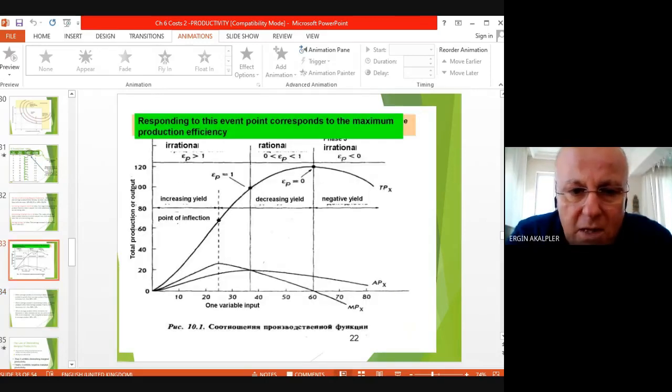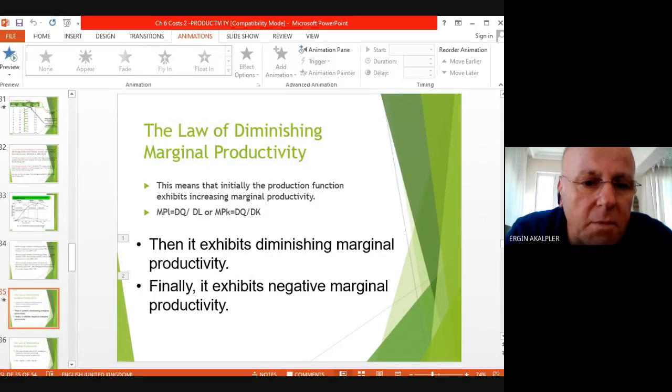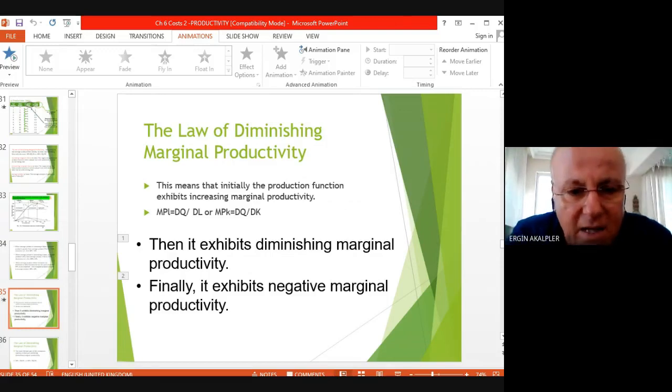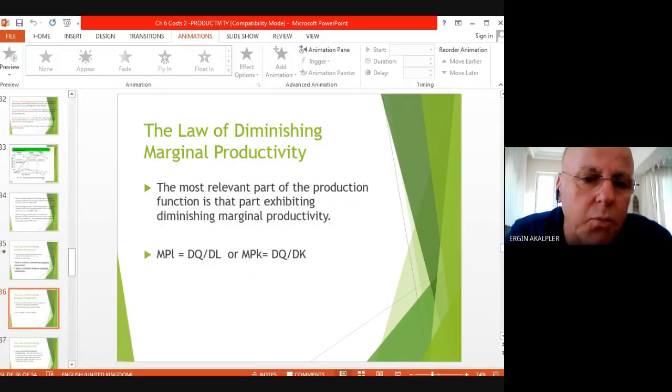Then after this, as I said to you, you start to see a decreasing amount of increase in the economy. The law of diminishing marginal productivity means that initially the production function exhibits increasing marginal productivity, where the marginal productivity of labor is delta Q over delta L, or the marginal productivity of capital is delta Q over delta K. Then we suppose that it exhibits diminishing marginal productivity, and finally it exhibits negative marginal productivity in a given scenario. The most relevant part of the production function is the part exhibiting diminishing marginal productivity.